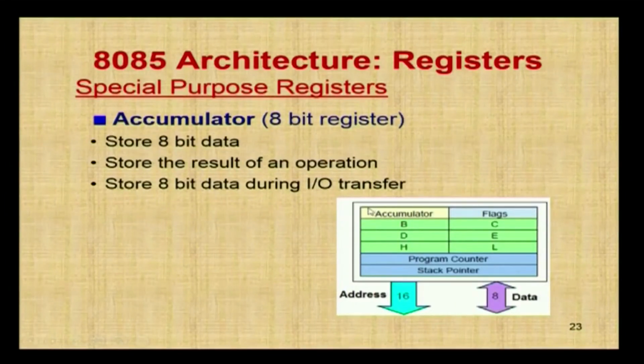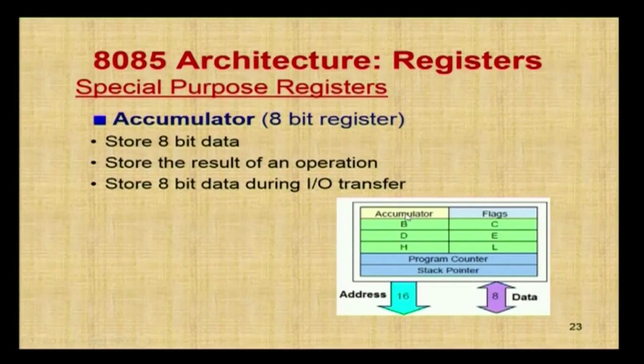The accumulator, of course, is a special purpose register. B, C, D, E, H, L are all general purpose registers, while the accumulator is a special purpose register. Just like any general purpose register, it can store data, but at the same time the logic and arithmetic operations can be performed only in the accumulator. That is why it is a special purpose register.